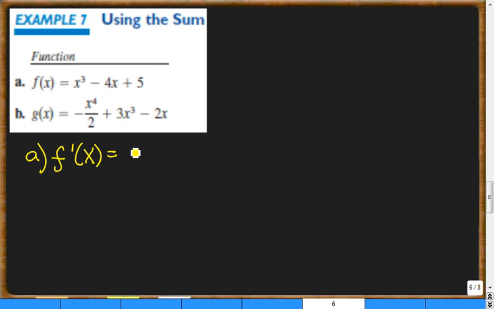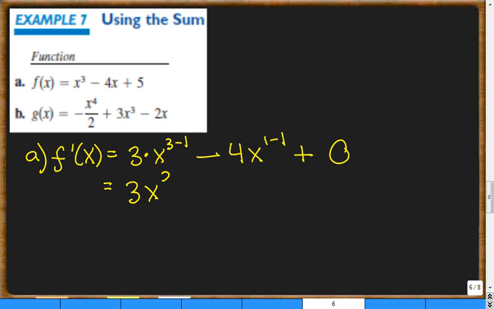So x cubed, if we use our power rule, is going to become 3 times x to the 3 minus 1. And then we subtract. And we look at what's the derivative of 4x. Well, this is going to be, okay, so be careful, 4 times x to the 1 minus 1, right? The x power, this is an imaginary 1 here. Then we finally add the derivative of a constant, which is 0. Okay? So if we simplify this, we're going to get 3x squared minus 4, because anything to the 0 power is just 1, so negative 4 times 1 is minus 4.